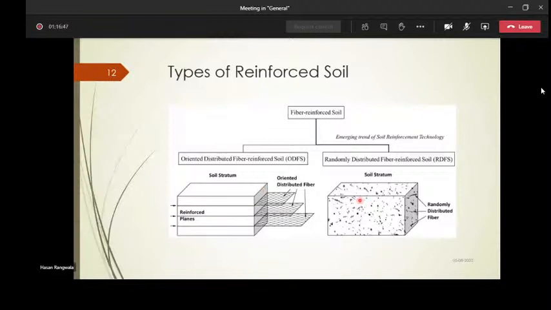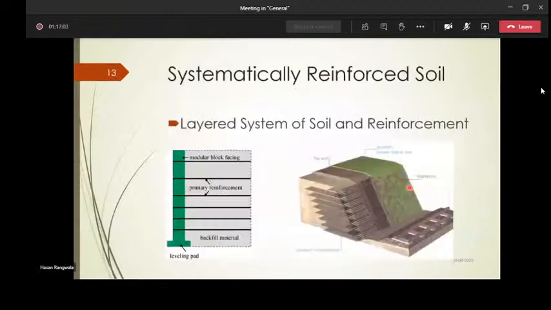While in this particular system, what we do is we just mix the soil and the fiber reinforcement, okay, or the reinforcement in the form of fiber, and we put the soil in place. Okay, so what we have to do in this layered system of systematically reinforced soil is, as discussed, you just put the reinforcement and you go with the layers.